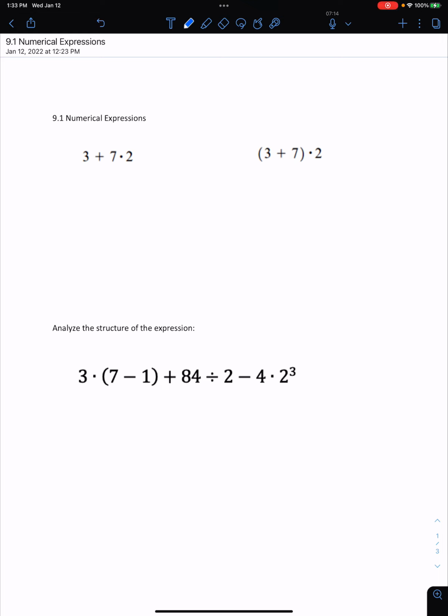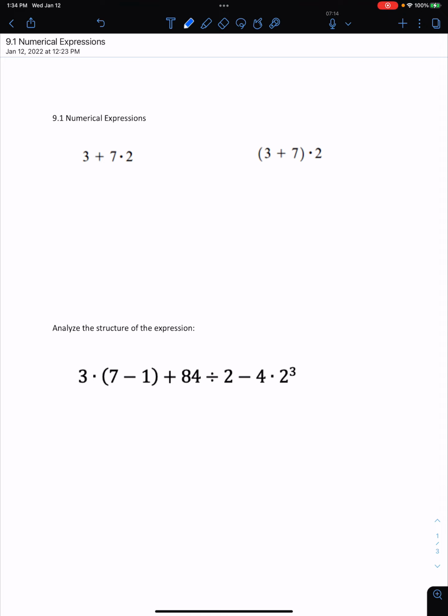This is our first instructional video for this course, and we're going to talk about numerical expressions. Numerical expressions are basically just numbers and operations, maybe a few grouping symbols involved in there, but that's all we're looking at here. We'll talk about variables later, but right now we're just talking about numbers and operations.